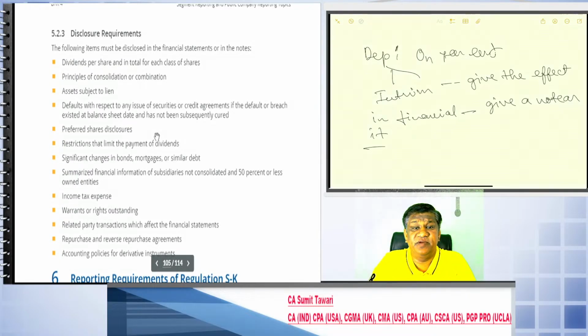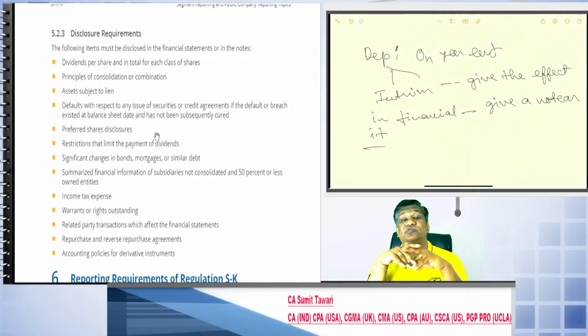Then disclosure requirement. So these are the disclosures we need to give: dividend per share and the total of each class of the shares, principal consolidation or the combination, assets subject to lien, default with respect to any issue of securities or credit arrangement if the default or breach existed at the balance sheet date and has not been subsequently cured. So when we take a loan and there is a certain condition of the loan, and we are not able to comply with the condition, and even while issuing the recent financial year we are not in a position to complete those conditions, then we need to disclose it.